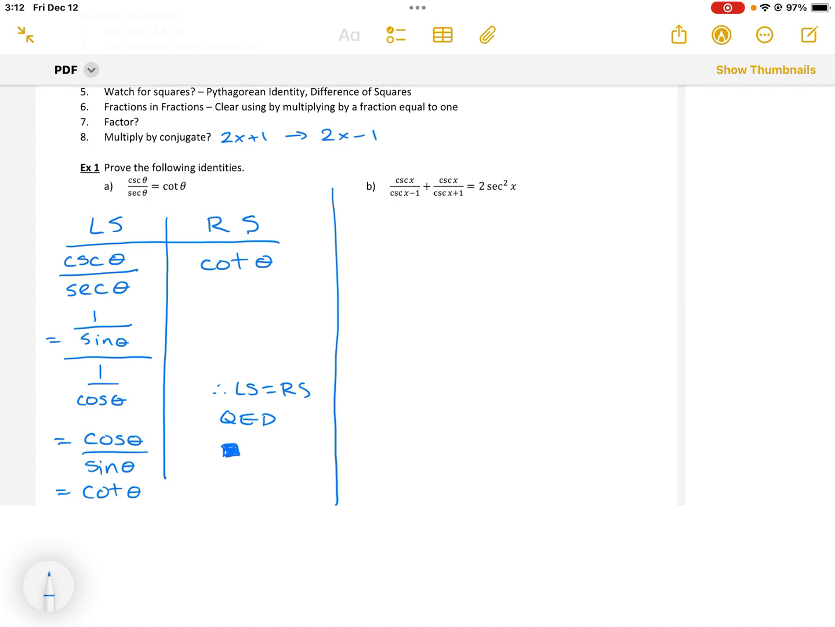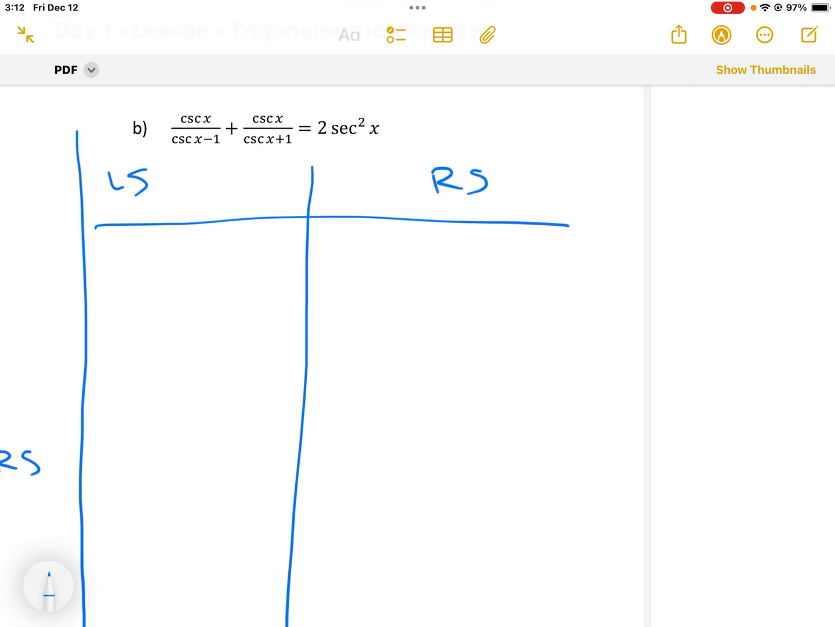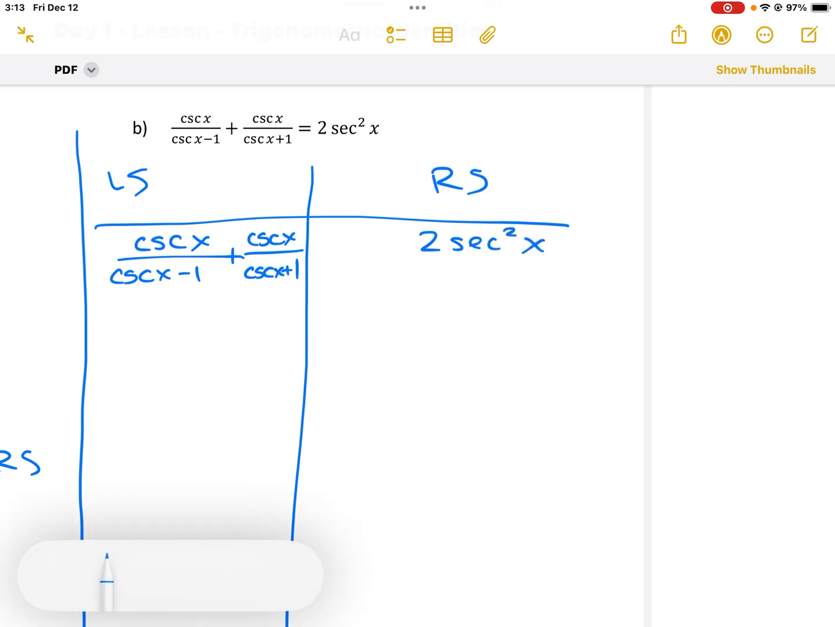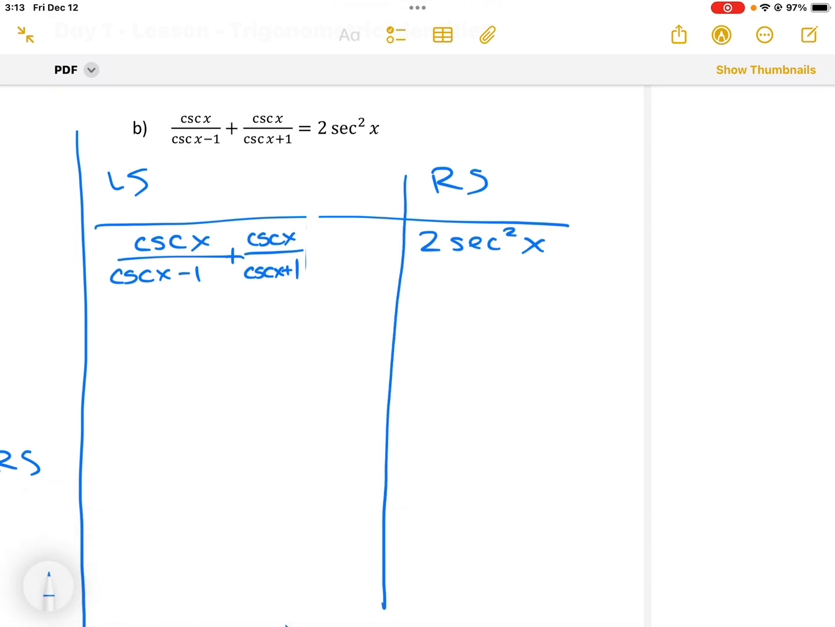So let's try another one. First thing we're going to do is split it into left side and right side. And then I'm going to write down what I have on the left. So cosecant x over cosecant x minus 1 plus cosecant x over cosecant x plus 1. And then on the right-hand side, we've got 2 secant squared x. And I'm just going to move my line over a little bit so that I have a little bit more space on this more complicated side.